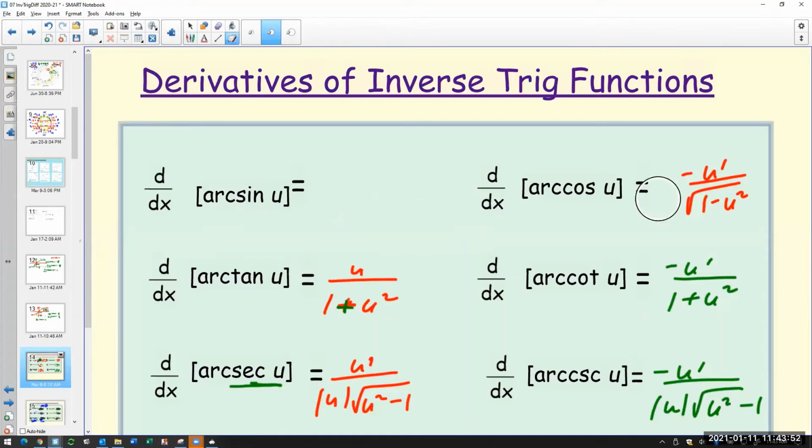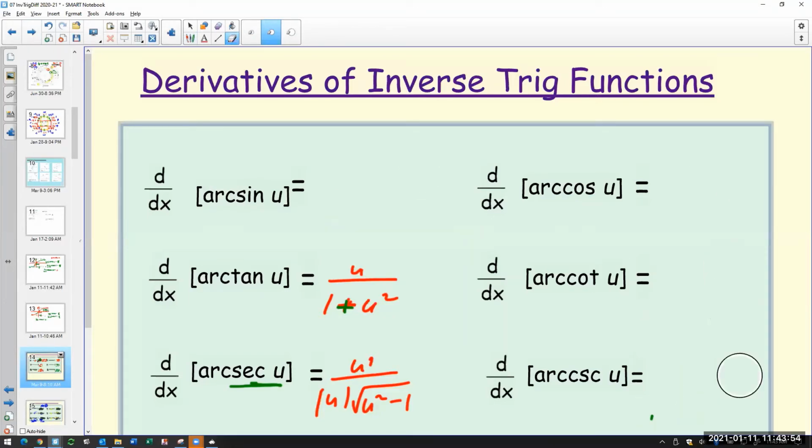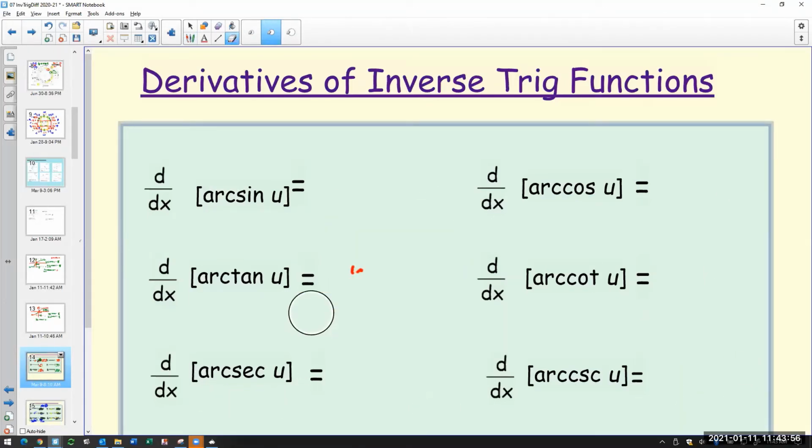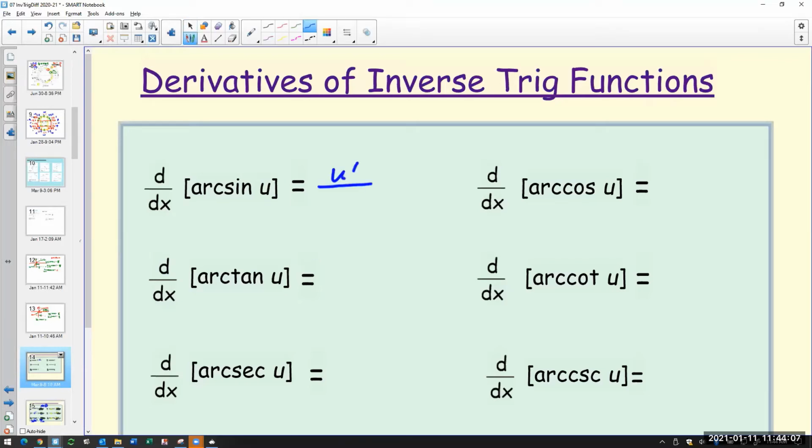And then these are your new formulas that you're going to memorize. When you first see these formulas, you're going to freak, but even though they look terrible, the application is not bad. The derivative of arc sine is u prime over the square root of 1 minus u squared. The derivative of arctangent is u prime over 1 plus u squared. And the derivative of arcsecant is u prime over absolute value of u times the square root of u squared minus 1.